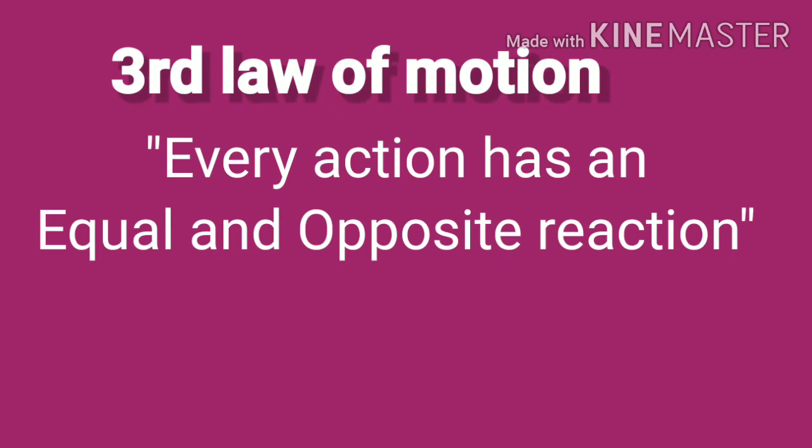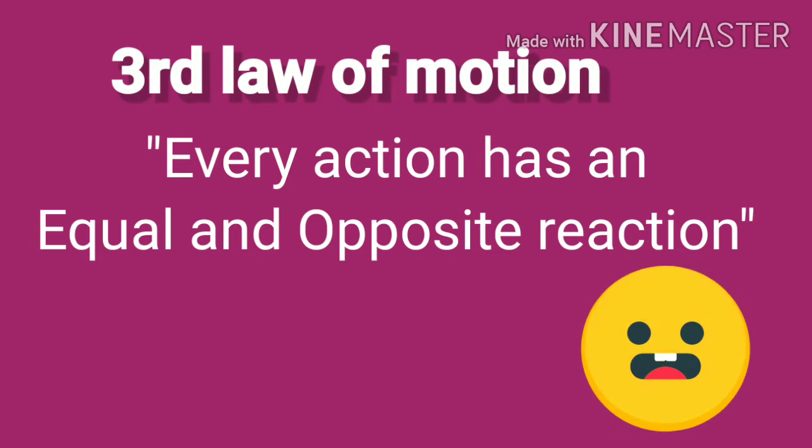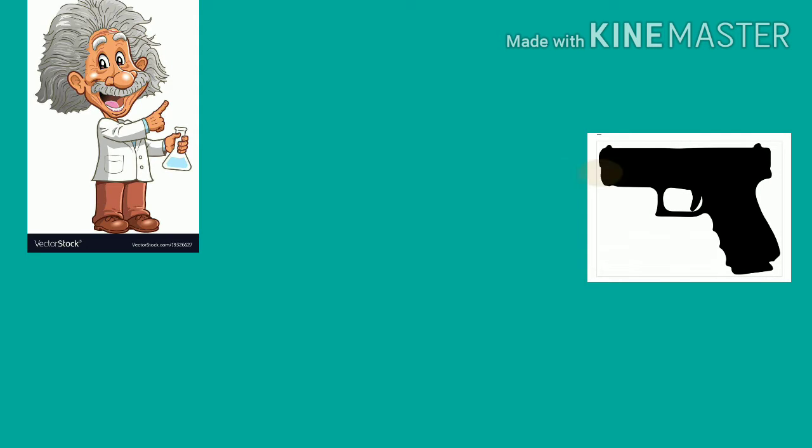Third law of motion: every action has an equal and opposite reaction. We take one last example to understand something very interesting about the third law. What happens when a gun is fired? You're right, it exerts a forward force on the bullet, and the bullet exerts an equal and opposite reaction force on the gun. And this shows up in the recoil of the gun, a perfect example of Newton's third law.